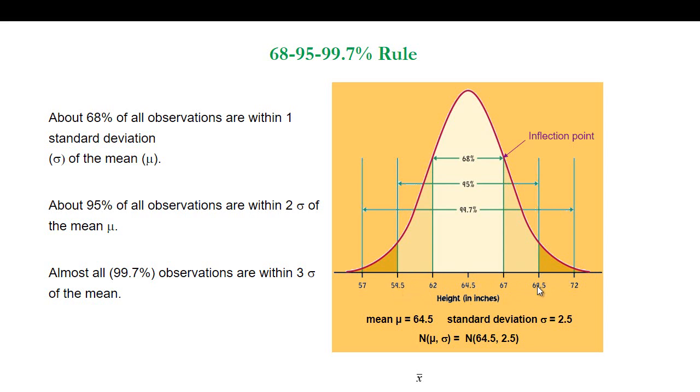And the 99.7% rule is similar. It's just that now we are talking about 99.7% of the area or 99.7% of the observations.